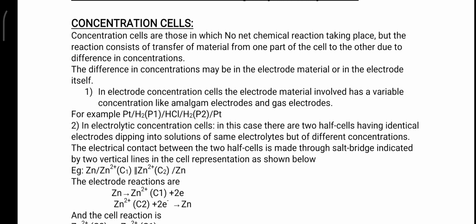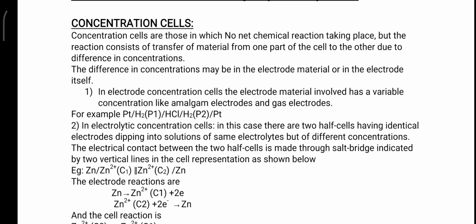So here in the first half cell, zinc is placed in its salt solution having the concentration C1. Then in the second half cell, the zinc is also placed in zinc salt solution having the higher concentration, that is C2. The cell representation can be written as zinc in contact with Zn2+ in its salt solution having the concentration C1, and there is a salt bridge which connects the two half cells. There is a double vertical line you need to write. After this, the second half cell is zinc ions in a salt solution that is in contact with the zinc electrode.